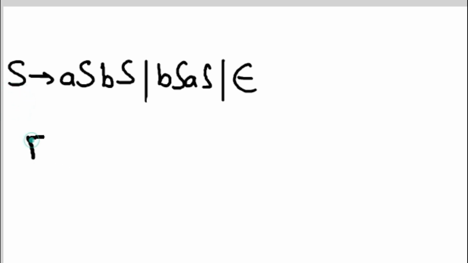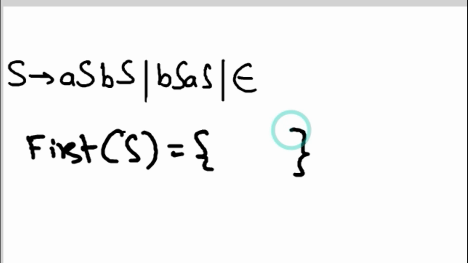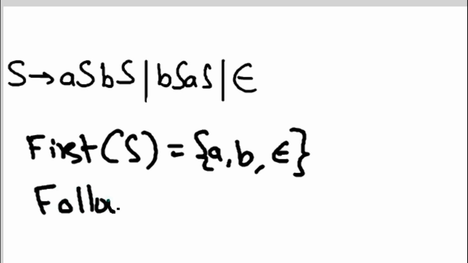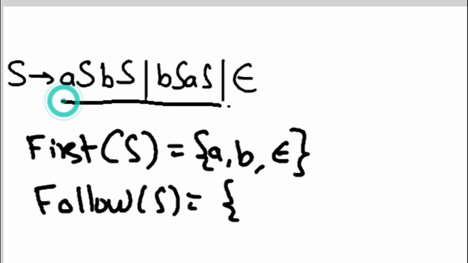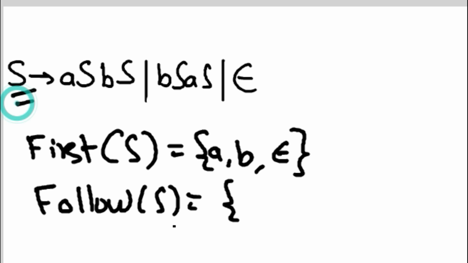The first of S is equal to {A, B and epsilon}. What is follow of S now? Follow of S is equal to open curly bracket. Now we have to only check for the right hand side to create the follow. And if the given symbol is also the start symbol, which in this case, yes, S is also the start symbol, so we will also include dollar as the follow.